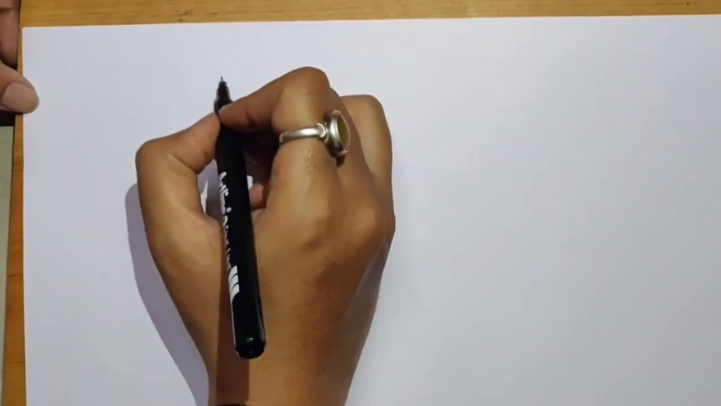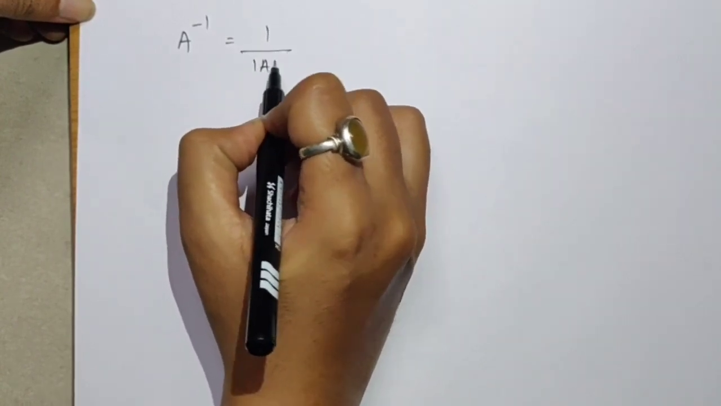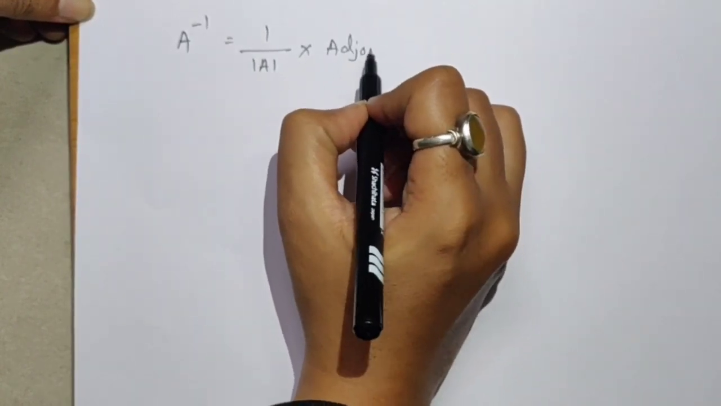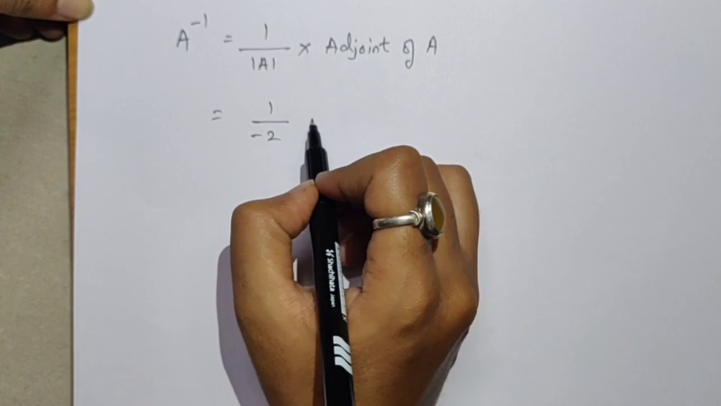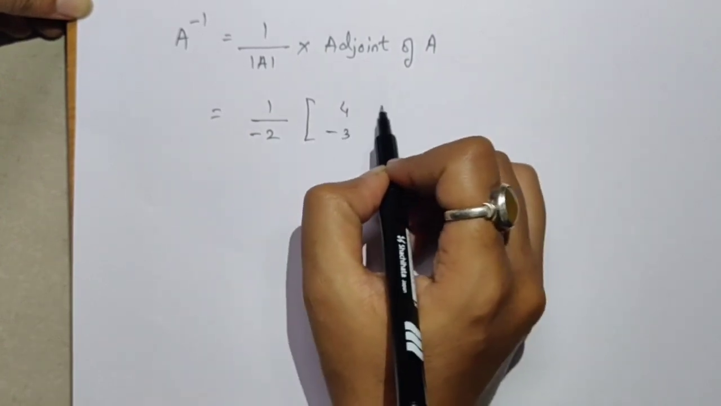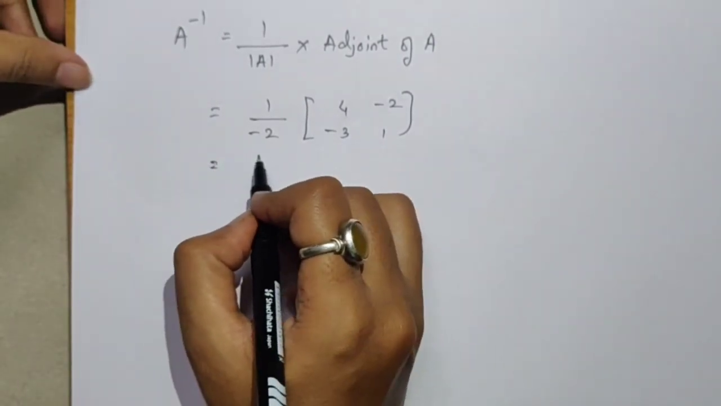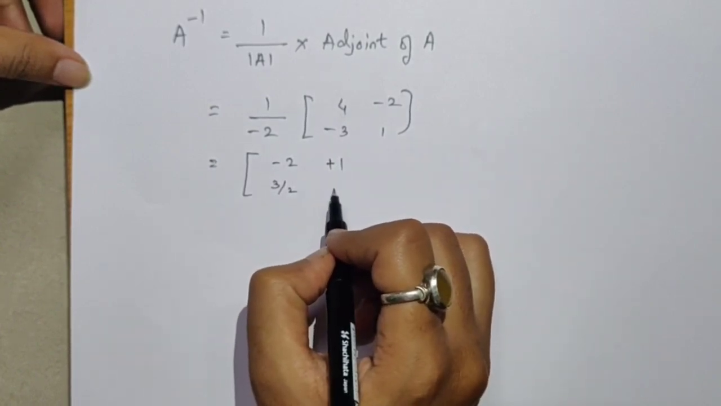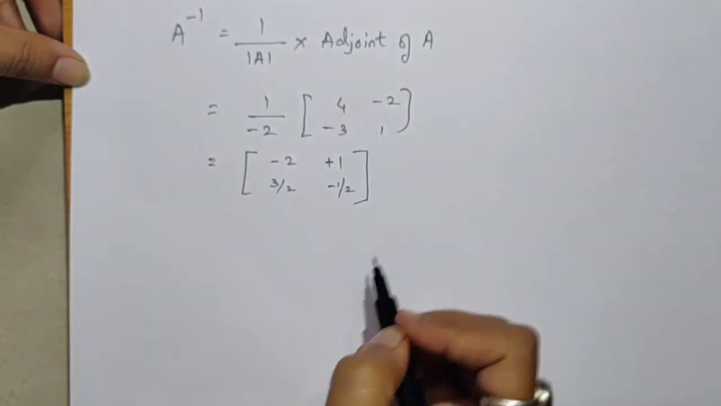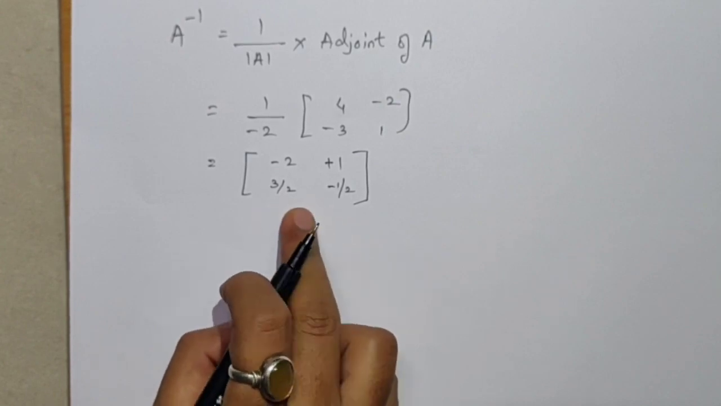So now A inverse will be 1 upon the determinant of A into the adjoint of A. That means 1 upon the determinant, which is minus 2, into the adjoint, that is 4, minus 3, minus 2 and 1. Now we will calculate this, and we get minus 2, 1, 3 by 2 and minus 1 by 2. So that is the inverse of matrix A.